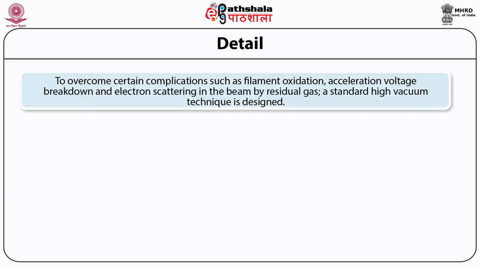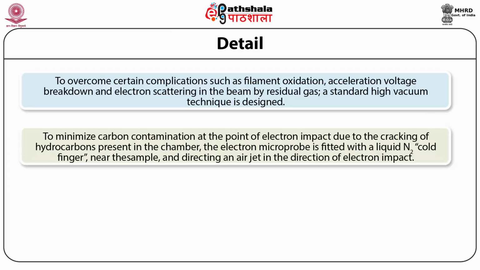To overcome certain complications such as filament oxidation, acceleration voltage breakdown, and electron scattering in the beam by residual gas, a standard high vacuum technique is designed to minimize the carbon contamination at the point of electron impact due to cracking of hydrocarbons present in the chamber. The electron microprobe is fitted with a liquid nitrogen cold finger near the sample and directing an air jet in the direction of electron impact.